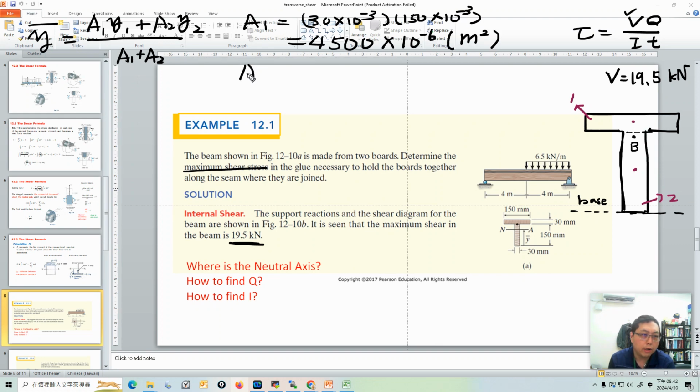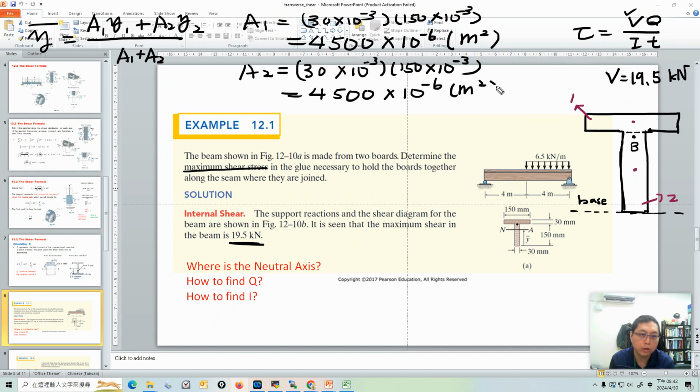Okay, so what is a2? A2 here is 30 millimeter times 150 millimeter. It's the same, and that's good. You don't have to calculate another area, so it's just equal to 4500 times 10 to the power minus 6 m squared.